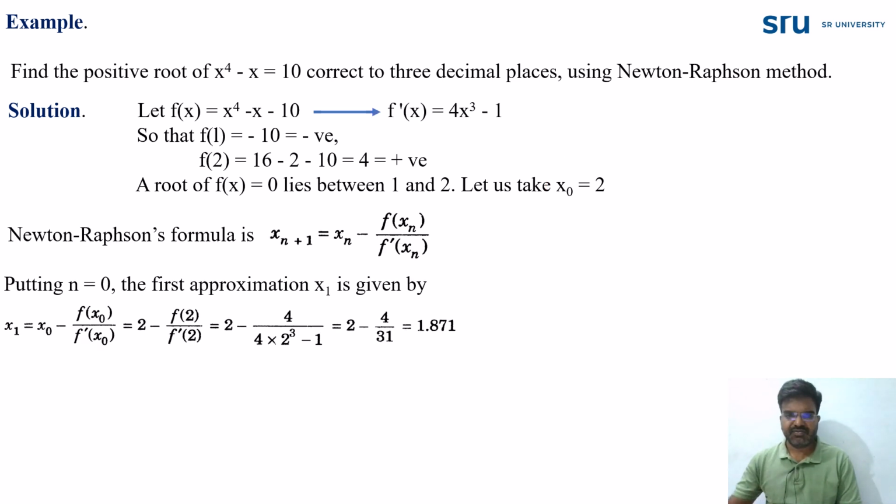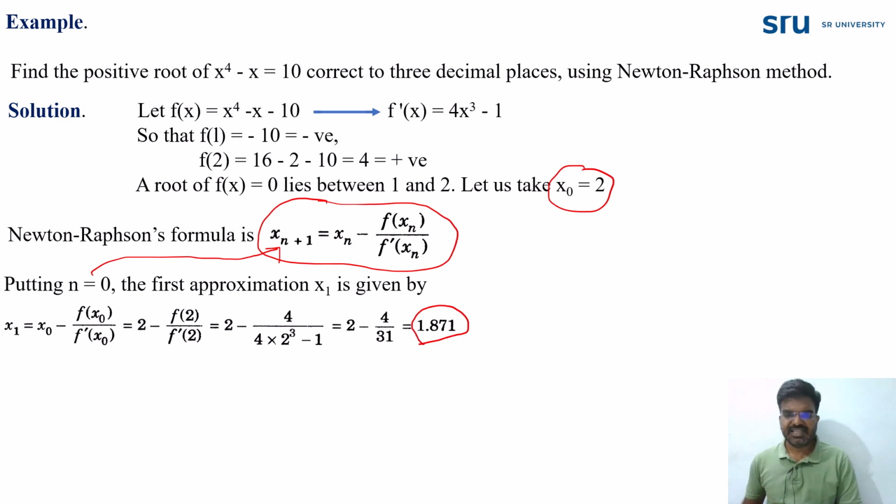Now I need the Newton-Raphson formula. See, this is the Newton-Raphson formula to find the next approximation. To find x1, I have to put here n equal to 0. If I put n equal to 0, I can write x1 equal to x naught minus f of x naught by f dash of x naught. Our x naught is 2. So I have to put x naught equal to 2. Then I will get 2 minus f of 2 by f dash of 2, the functional value at 2 and the derivative value at 2. So the value is 1.871. This is x1.